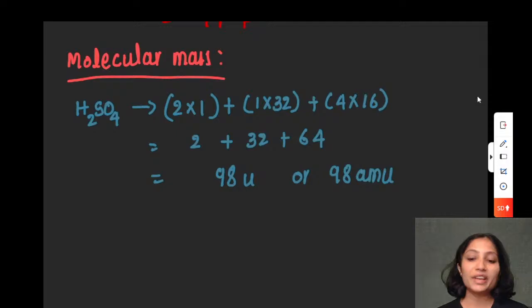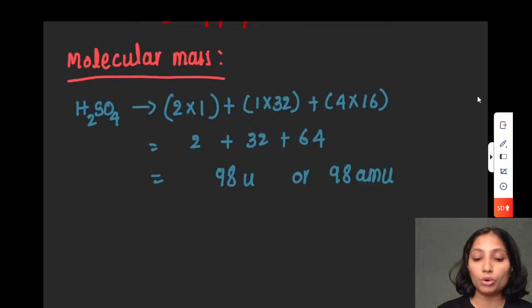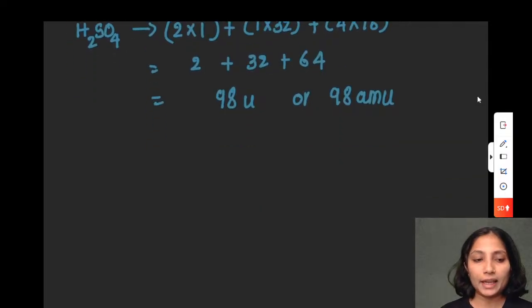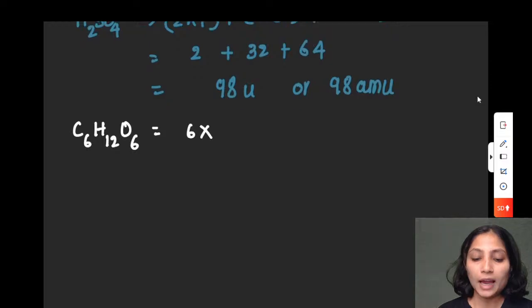So this is how we calculate molecular mass. You should know the atomic mass of all the atoms present, atomic mass into how many atoms are present, plus the total of the different atoms. So this total gives the molecular mass. Let's calculate the molecular mass of one more molecule. Take C6H12O6. 6 into the atomic mass of carbon, which is 12, plus hydrogen.